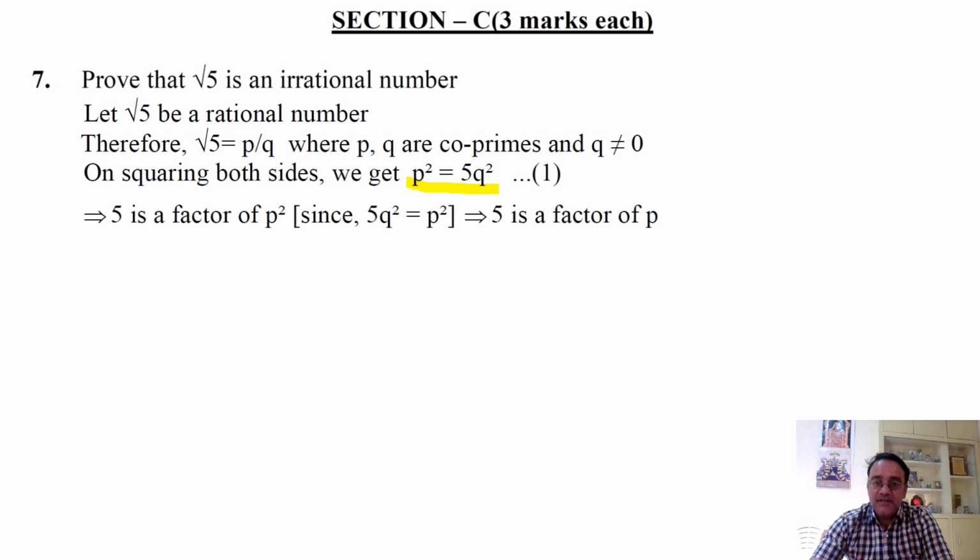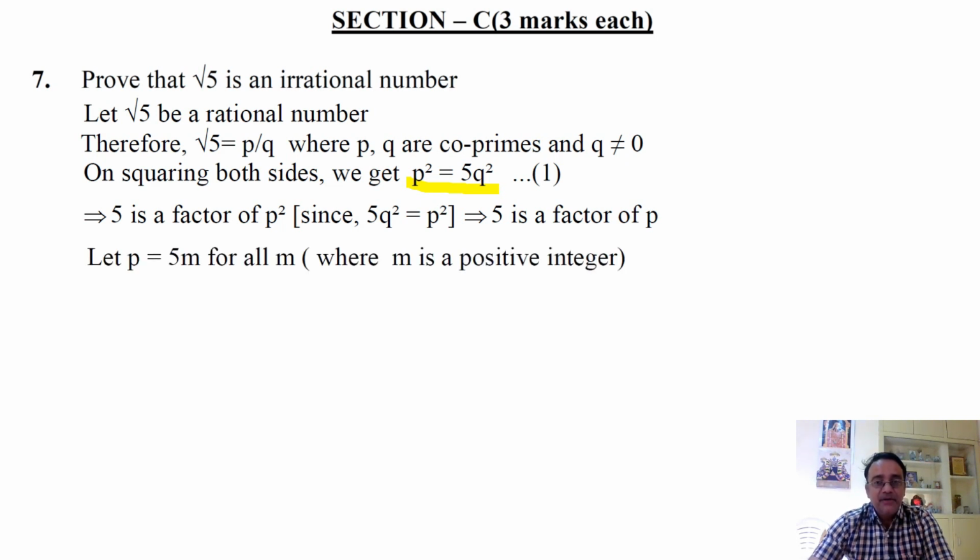Now see, p square is a multiple of 5. So p square is divisible by 5, or 5 is a factor of p square. So that will imply 5 is a factor of p also. That is, p is also divisible by 5. Now if 5 is a factor of p, we can write p is equal to 5m. You can write 5 is a factor of p square, or p square is divisible by 5. दोनों एक ही मतलब है.